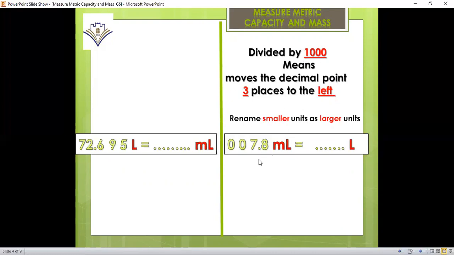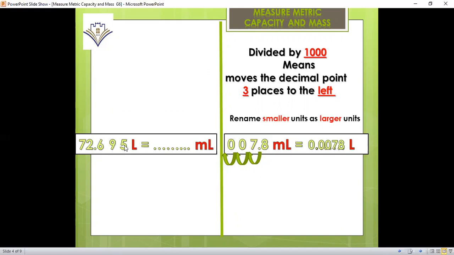Which way is left? Yes, from here to there. Then it's 1, 2, put 0, 3, put another 0, then the 0 is here. Then the answer is 0.0078. Why? Because 0078, the point will be here. Then put down 0.0078.